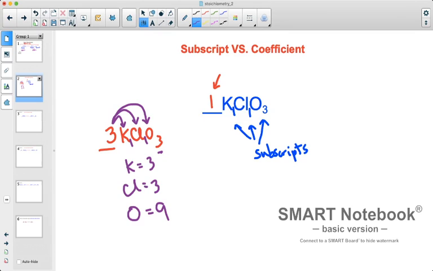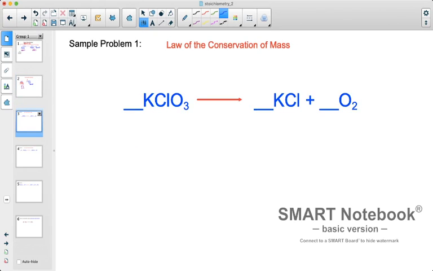The last thing to remind you about is that coefficients are the only thing that can be changed when balancing equations. You may never change a subscript. A subscript is specific and is really there based on the octet or based on the stability of this compound or this formula. So we are never going to touch a subscript, but we can always change our coefficient. All right, so let's take a look at some sample problems. Now, this is the first sample problem.